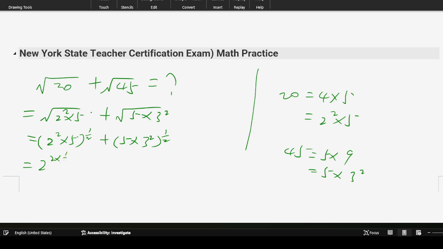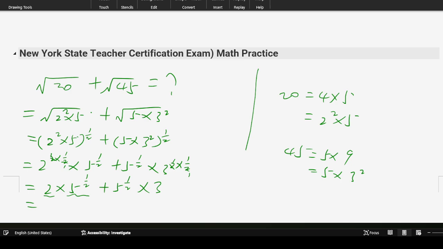2 to the 2 times 1 over 2, times 5 to the 1 over 2, plus 5 to the 1 over 2, times 3 to the 2 times 1 over 2. This equals 2 to the 1, times 5 to the 1 over 2, plus 5 to the 1 over 2, times 3 to the 1. So the radical term is the same, 5 to the 1 over 2.